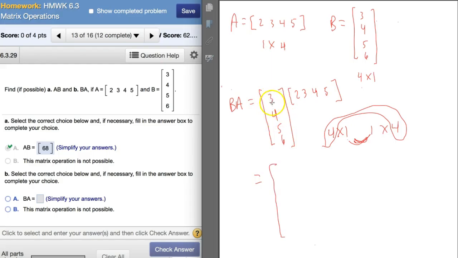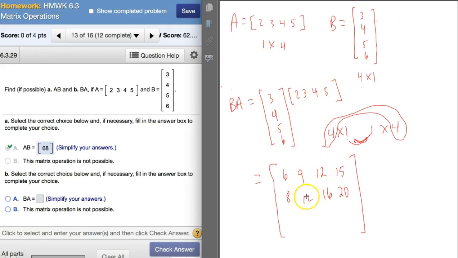And so each number that we multiply together here is going to be a particular location here. So 3 times 2 is going to be 6. 3 times 3 is going to be 9. 3 times 4 is going to be 12. 3 times 5 is going to be 15. And of course, we'll do this for the other two rows as well. So 4 times 2 is 8. 4 times 3 is 12. 4 times 4 is 16. 4 times 5 is 20.